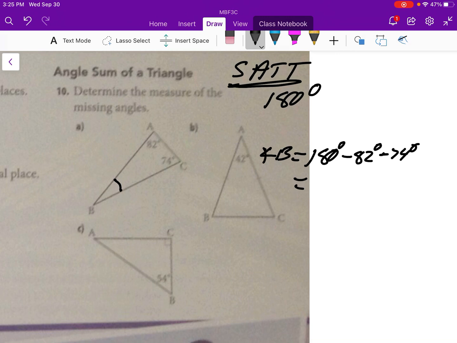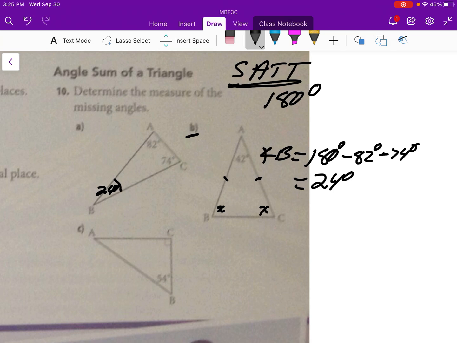So again, how do we do it? Just put it in your calculator. 180 degrees minus 82 minus 74 gives us 24. So we have 24 degrees for angle B. Okay. Question B. Now it's a little different. You may not be able to see it on the screen here, but there's actually a tick mark between AB here and a tick mark between AC here, which means that this is an isosceles triangle. Since we know that is true, angle B is the same size as angle C.